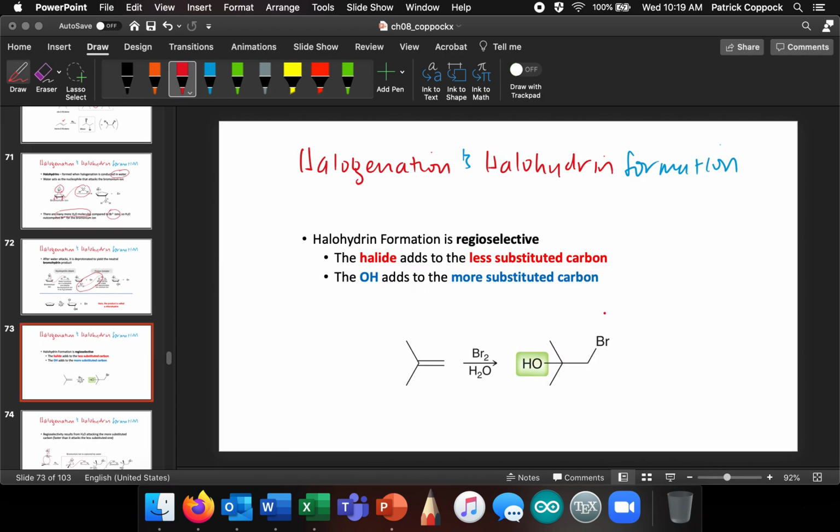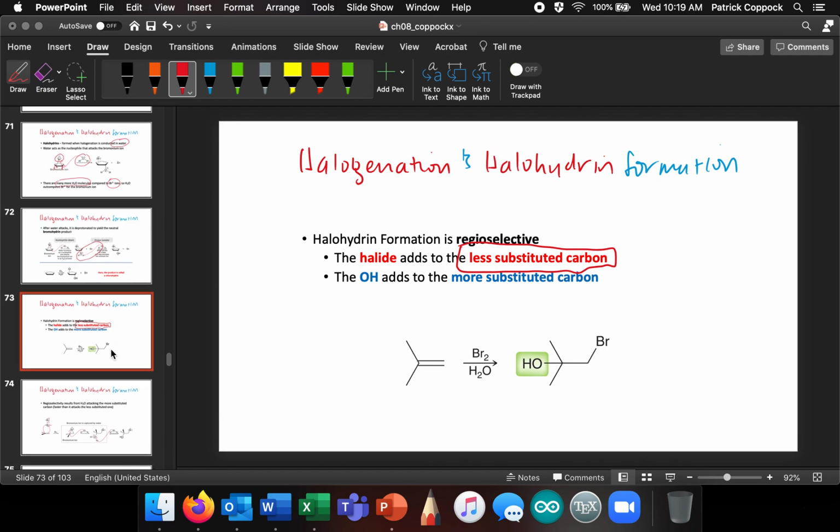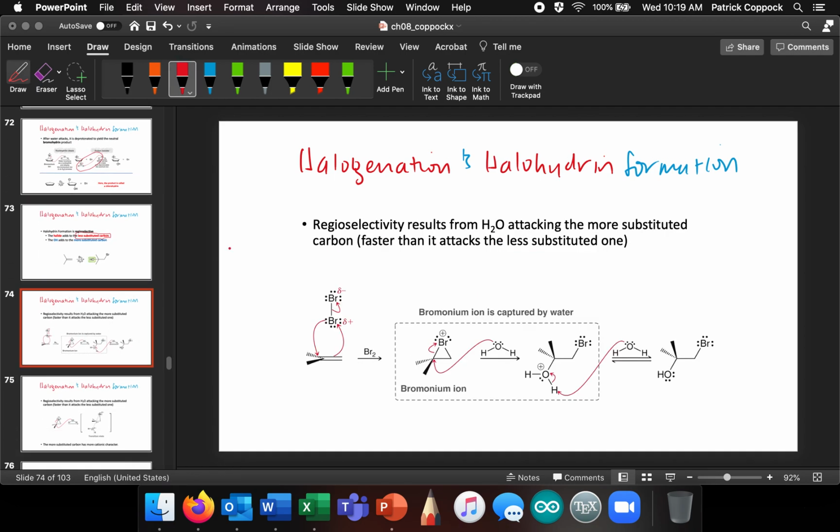Now the halohydrin formation is also regioselective. That is, the halide goes to the less substituted carbon. The halide goes to the less substituted carbon. And to appreciate why, we'll look at the mechanism. So recall that you've got this bromonium intermediate. Well, it turns out that this is the more partially positive, even though that would be the more open one.